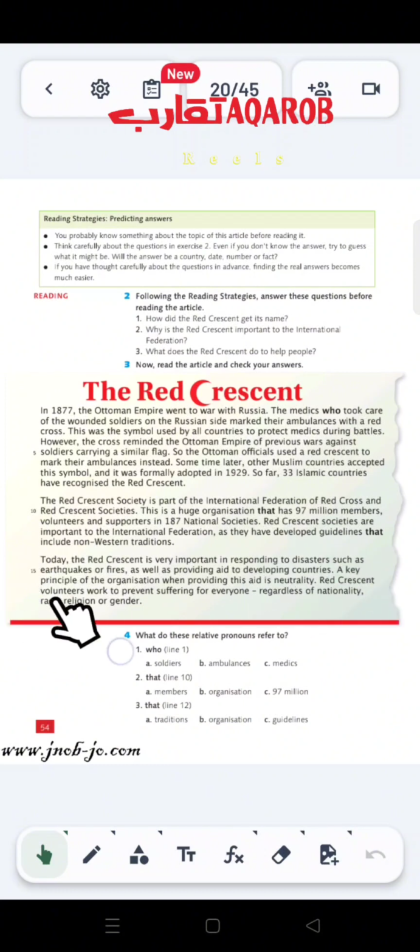And now the last paragraph, which starts with line 14. Today, the Red Crescent is very important in responding to disasters such as earthquakes or fires, as well as providing aid to developing countries. A key principle of the organization when providing this aid is neutrality. Red Crescent volunteers work to prevent suffering for everyone, regardless of nationality, race, religion, or gender.